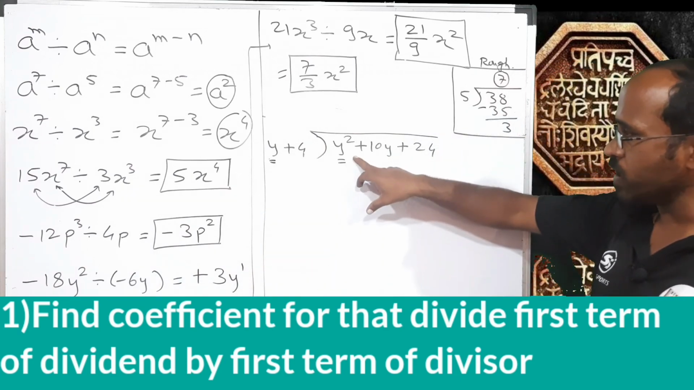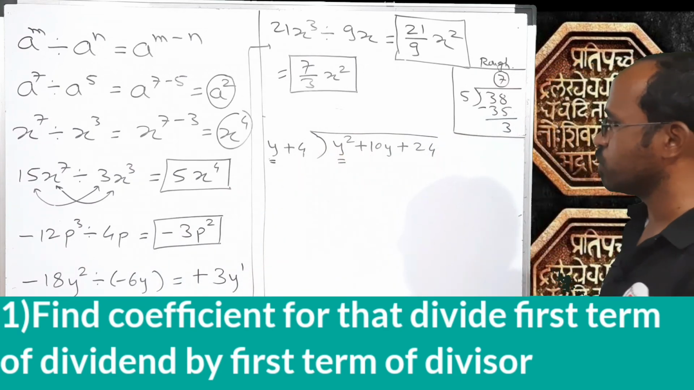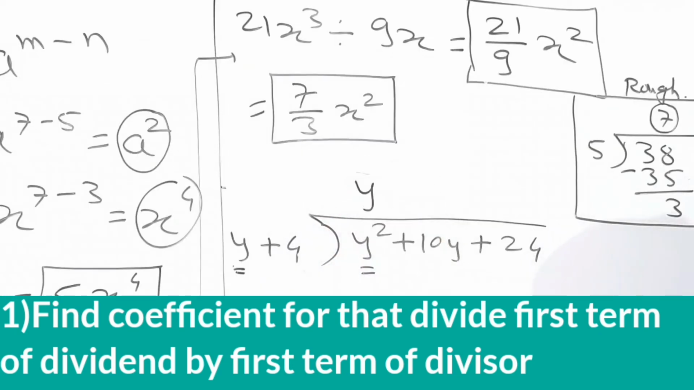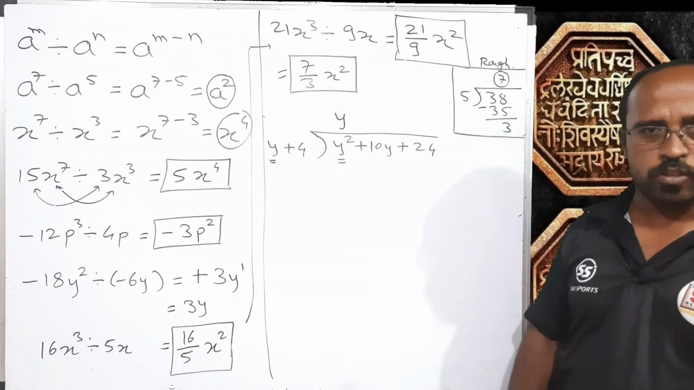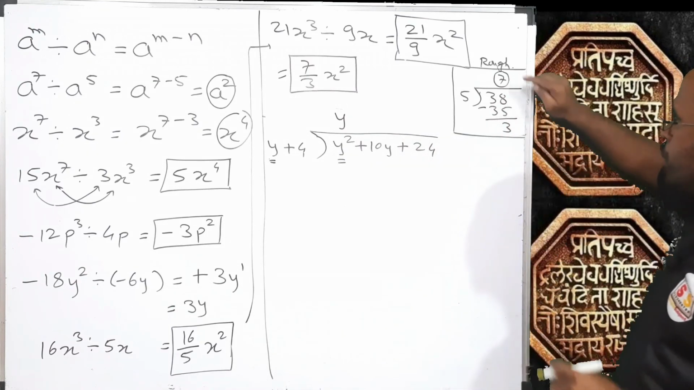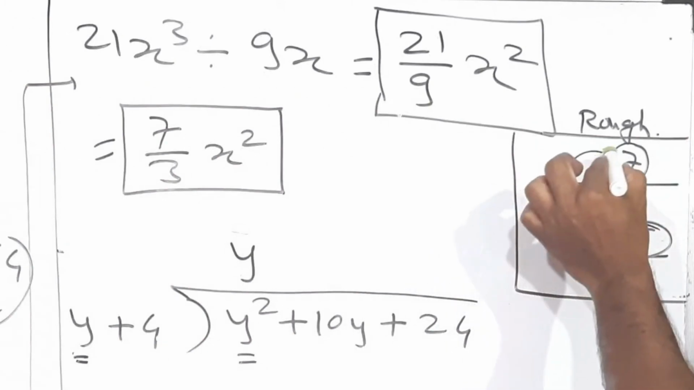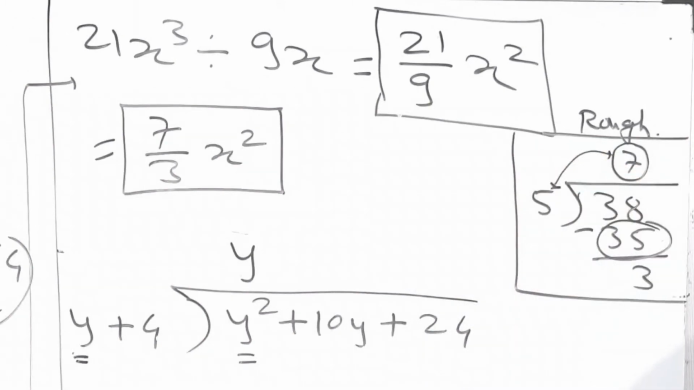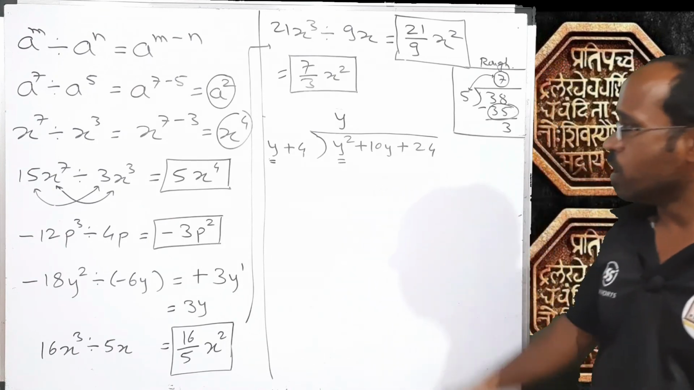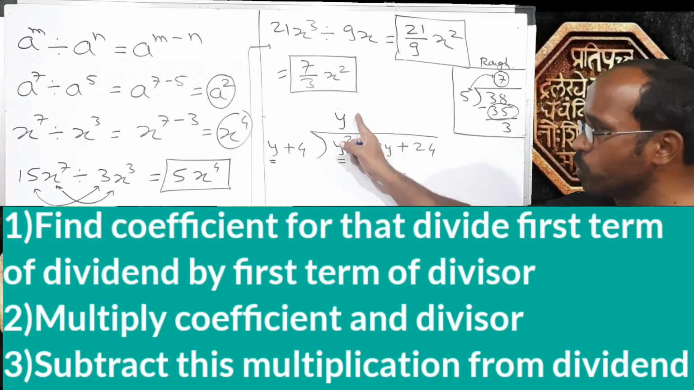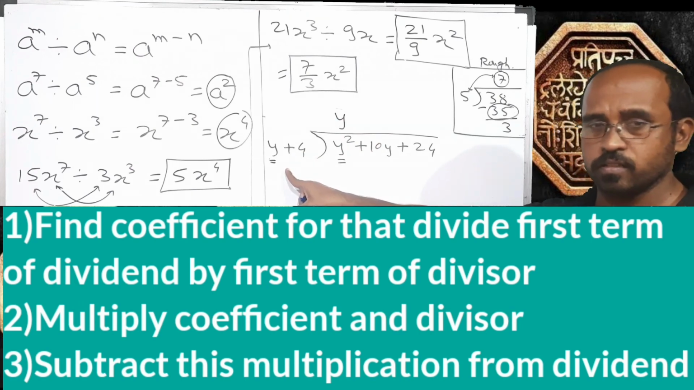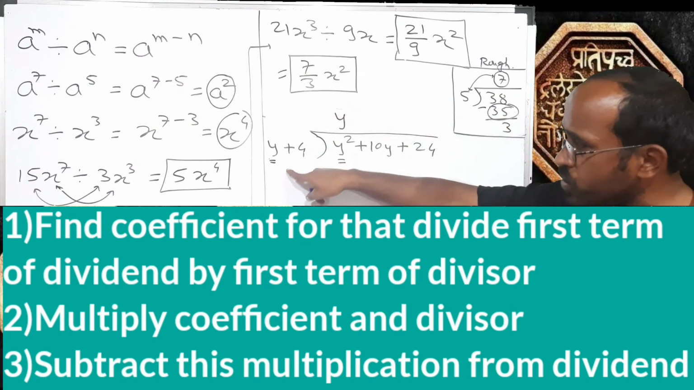So let's divide it. y square divided by y. The answer is y raised to 1, which is nothing but y only, because the coefficients are 1 divided by 1, which is 1. Clear? So y square divided by y, answer is y. That is our first step to find the quotient. After finding the quotient, what are we doing? We are subtracting this 35, which is nothing but the multiplication of this quotient and divisor. So our second step is to subtract the multiplication of quotient and divisor.